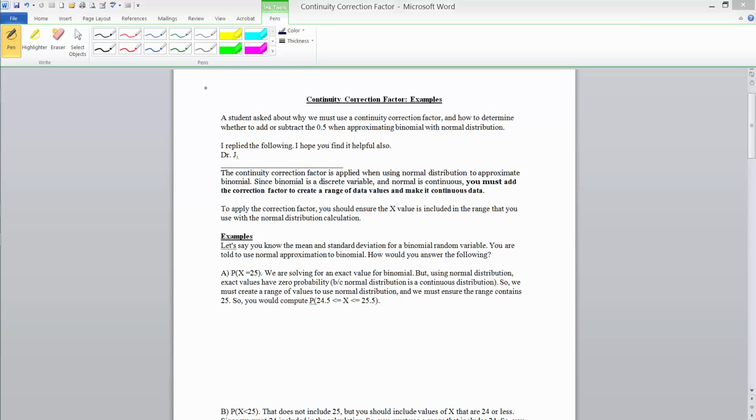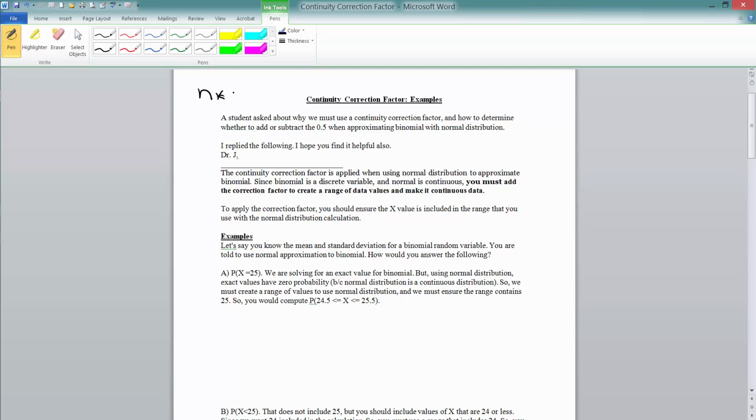The rule, of course, is that n, or the number of trials in the binomial, times the probability of success must be greater than or equal to 5, and also n times 1 minus the probability of success, which we generally call q, must also be greater than or equal to 5. If these two conditions are met, then we can use the normal approximation to binomial.